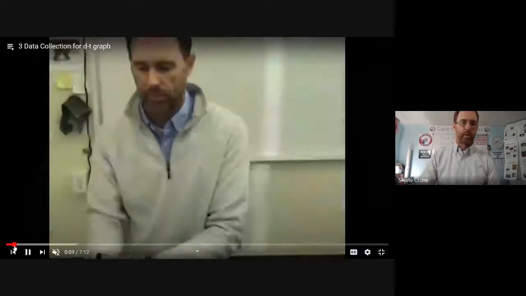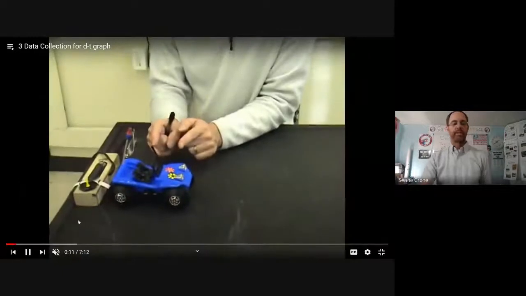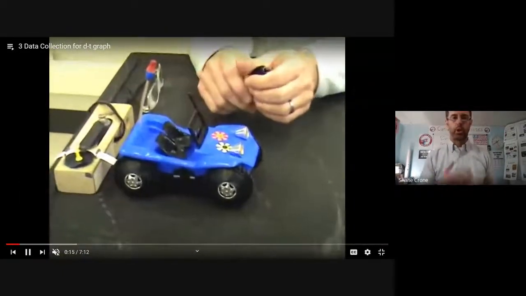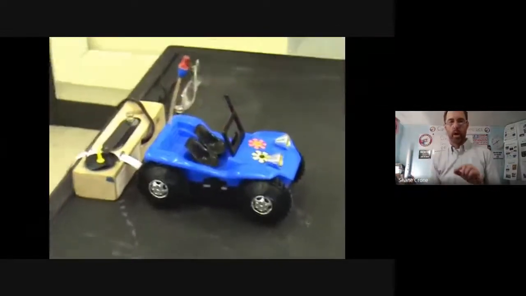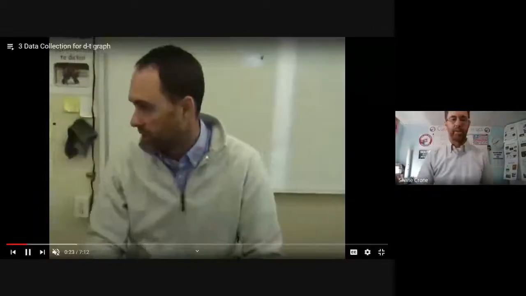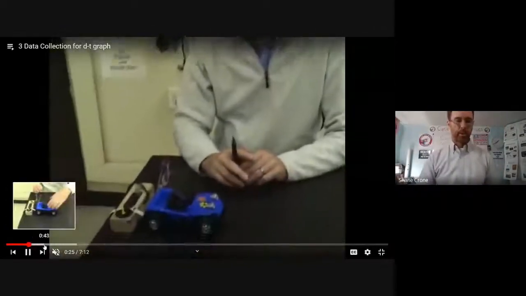Let me skip ahead here just a little bit. So you'll see on the table, I have the ticker timer sitting there. The car is taped to the underside, so it's nice and secure. And that piece of paper is going through the guides, under the carbon paper. As it pulls, that little metal arm is going to come and hit and make little dots on that paper. Let's skip ahead a little bit until I turned it on.